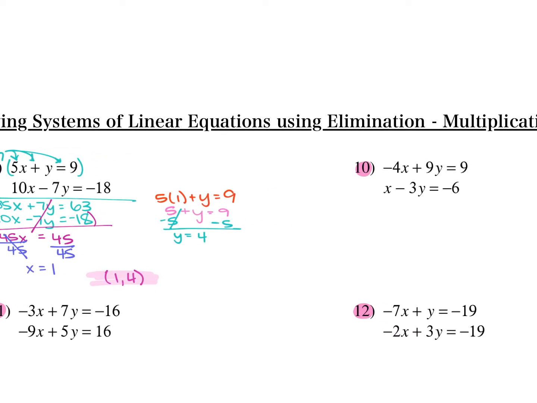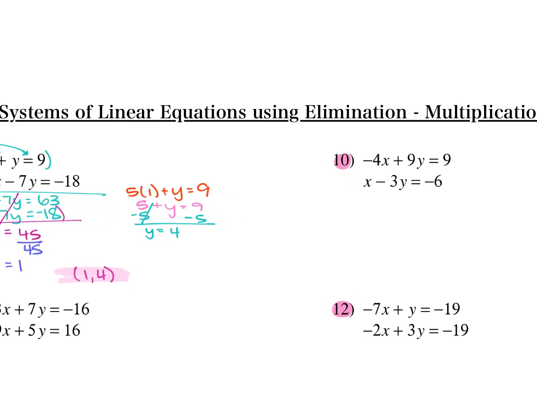For number 10, you're given negative 4x plus 9y is equal to 9, and x minus 3y is equal to negative 6. You can either do this one of two ways. You can either multiply the bottom equation by 4 to cancel out your x's, or you can multiply the bottom equation by 3 to cancel out your y's. 3 is a smaller number than 4, so I would prefer to use the 3 instead of the 4.